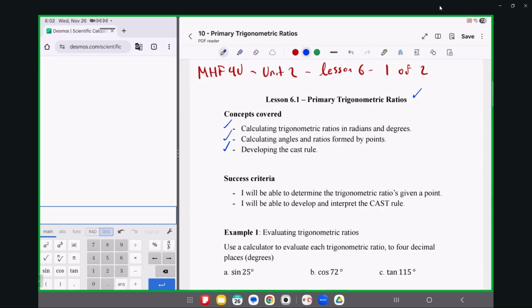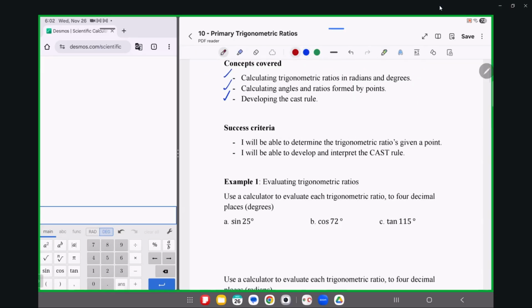Now, I want to develop what we're going to do with this. How do we know things have gone well? Well, for our success criteria, you'll be able to determine the trigonometric ratio given a point. So if I tell you a point in a quadrant, you'll be able to tell me SOHCAHTOA of that given point.